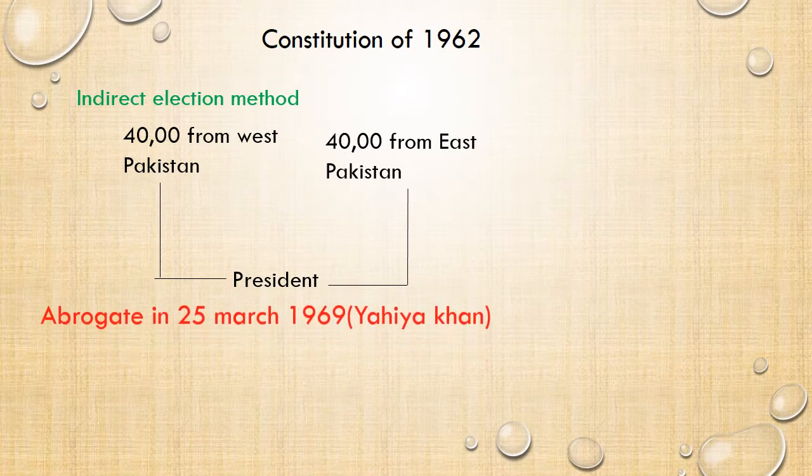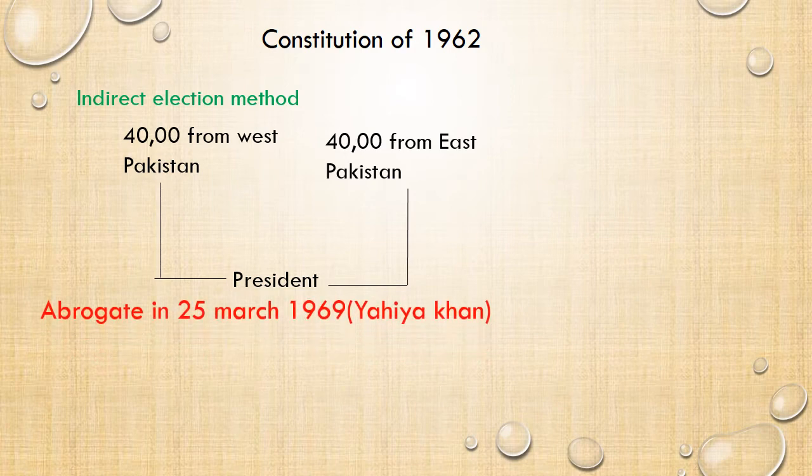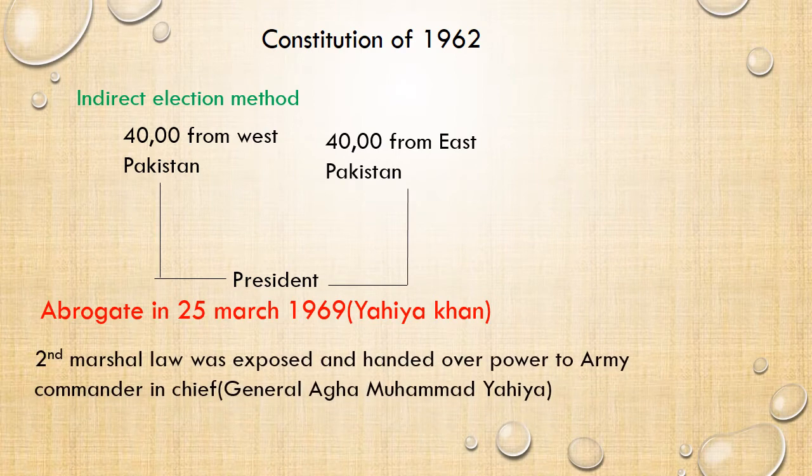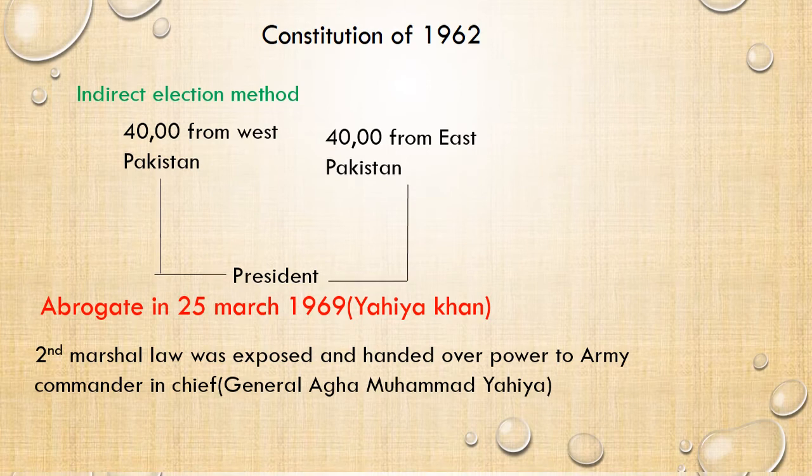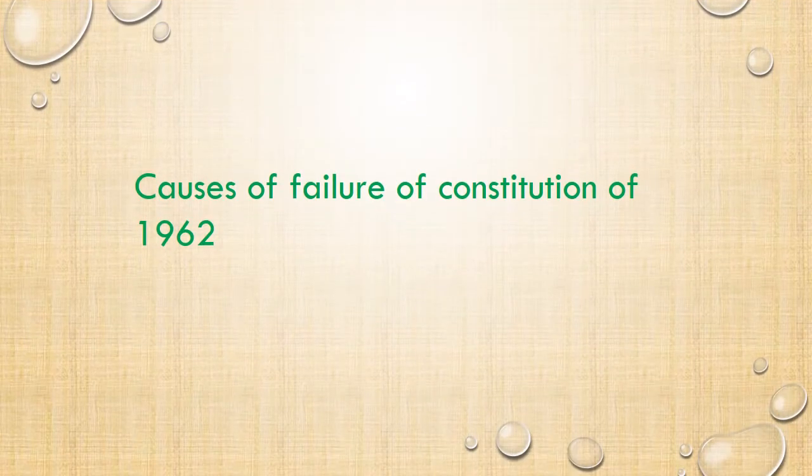At last, this constitution was abrogated on 25th March 1969 by Yahya Khan. Second martial law was imposed and all the power was handed to the Commander-in-Chief, General Agha Muhammad Yahya. Now we will discuss the main causes for the failure of this constitution.